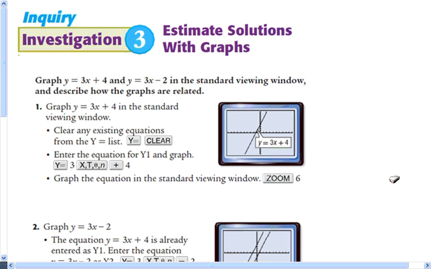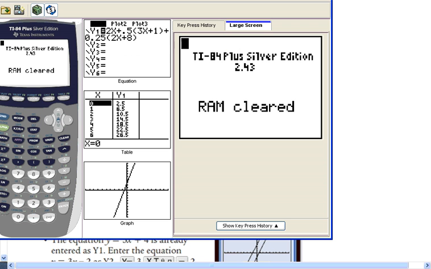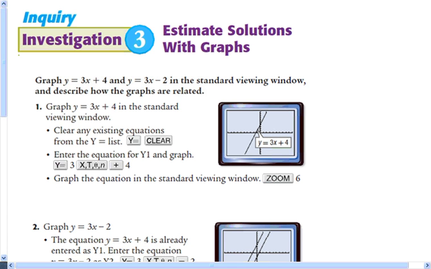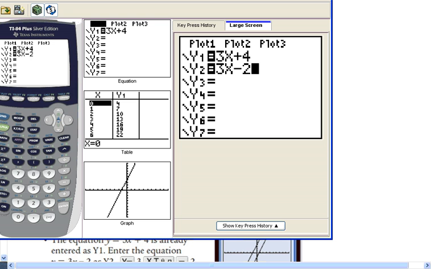It says graph the equations y equals 3x plus 4 and y equals 3x minus 2 in the standard viewing window. Describe how the graphs are related. It shows you how to do that right here, and I'll do that with you here. So we want 3x plus 4 and 3x minus 2 in our y equals. It's always good to clear your memory before you start. 3x plus 4 and 3x minus 2. Make sure those are the right equations. They are.